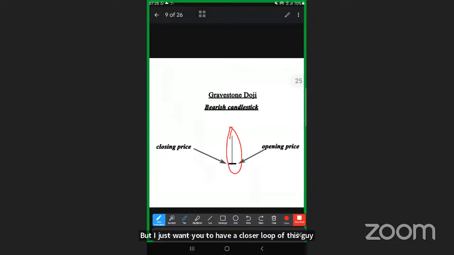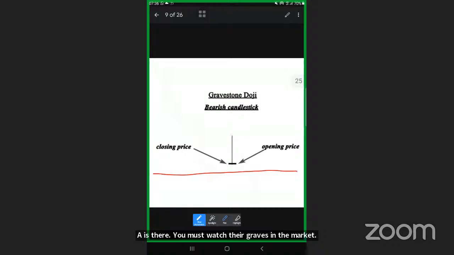Very sharp upper shadow, very long. Yes, so this signifies that someone is going to be buried. A grave is there. You must watch. There are graves in the market. Yes, it has buried some of us.